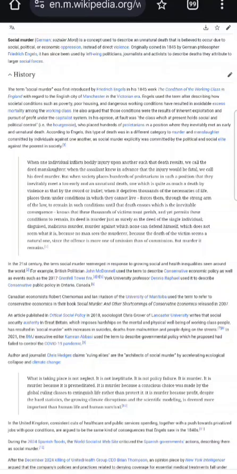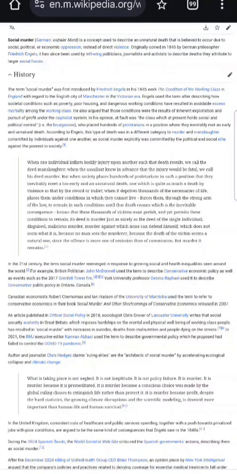York University professor Dennis Raphael used it to describe conservative public policy in Ontario, Canada. Canadian economists Robert Chernomas and Ian Hudson of the University of Manitoba used the term to describe conservative economics in their book Social Murder and Other Shortcomings of Conservative Economics, released in 2007.